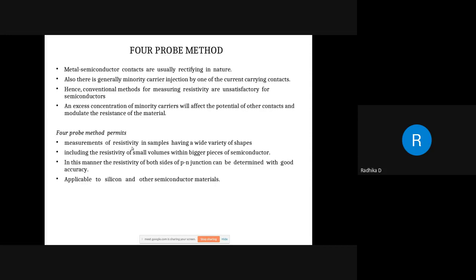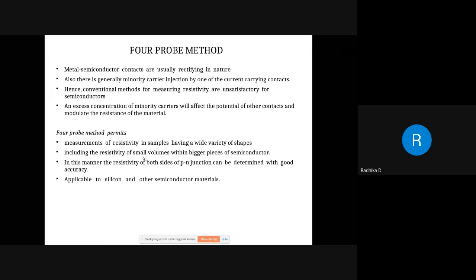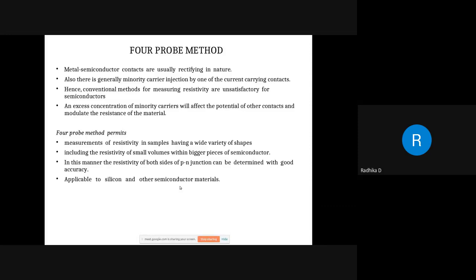The 4-probe method also helps me measure the resistivity of smaller pieces within bigger pieces of the semiconductor. I take a big semiconductor, and if I want to study only a small chunk of it, I can do that. So you will get better accuracy with the 4-probe method. This method is applicable to silicon and other semiconductor materials. The sample we are using in the lab is actually germanium, not silicon. Germanium is also a semiconductor.